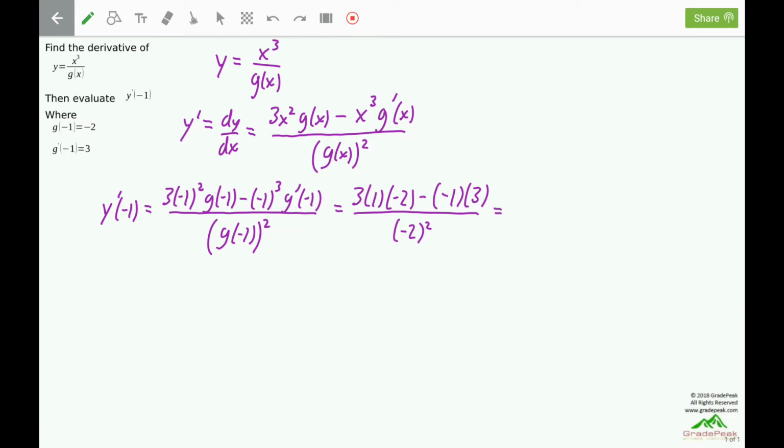3 times 1 is 3, times a negative 2 is a negative 6. And then negative times negative 1 is plus 1 times a 3, which is a positive 3. Negative 2 squared, negative 2 times negative 2 is a positive 4. In the numerator, negative 6 plus 3 is a negative 3 over the denominator of 4, negative 3 over 4.